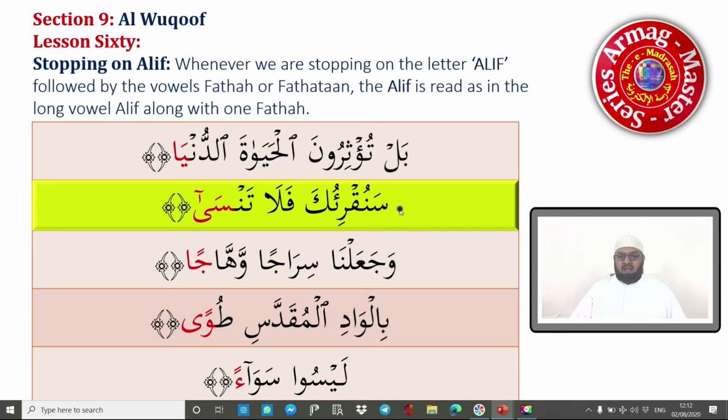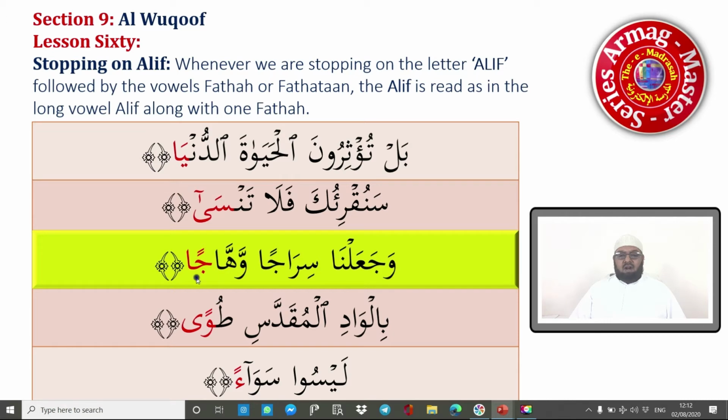Excellent. Now, how about if the alif comes after fathatan and we are stopping? What do we do? Our rule said if the alif comes after fathatan, we also recite it as the long vowel alif. So we remove one fatha from the fathatan, and what remains with us is jim, alif, and one fatha, which is equal to ja. To make it more simple, if we see in the Quran that we are stopping on a fathatan, we just have to remove one fatha and recite the end of the verse as the long vowel alif.